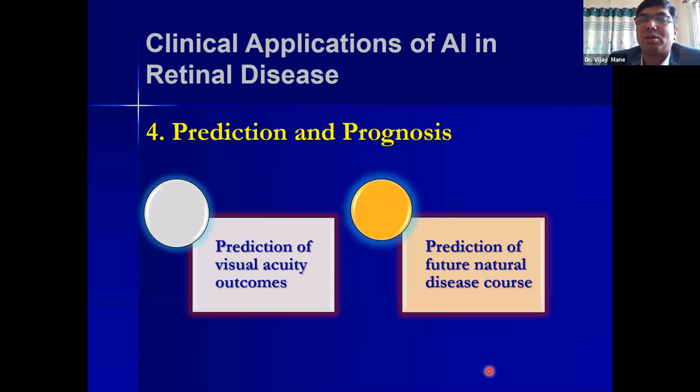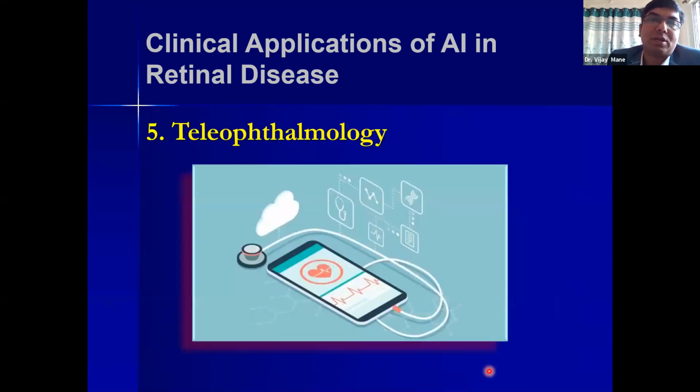So the prediction and prognosis of a particular disease is a very challenging domain, you can say. We can go for it with this AI. As I mentioned, teleophthalmology is a very challenging and emerging technology, as you can see, due to this pandemic situation. Also, visiting of the patients to the hospitals is not preferred. So there we can work or we can go for teleophthalmology.